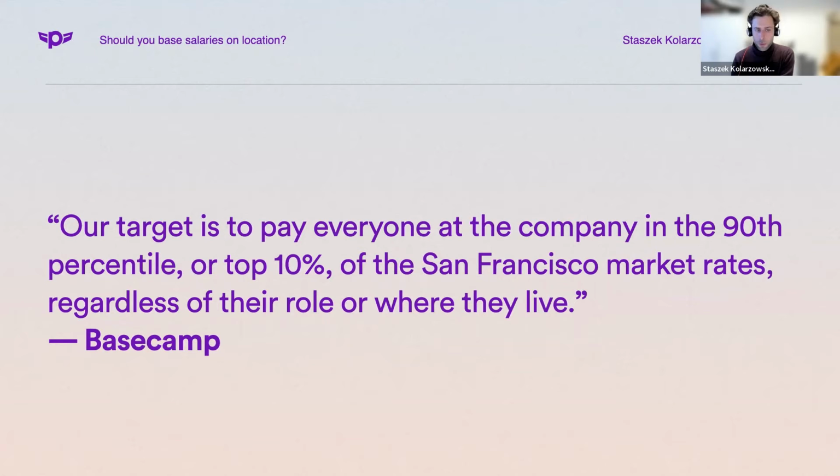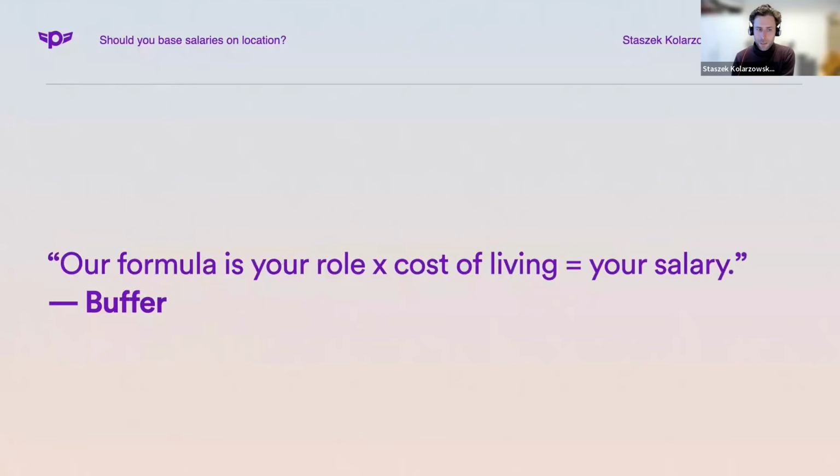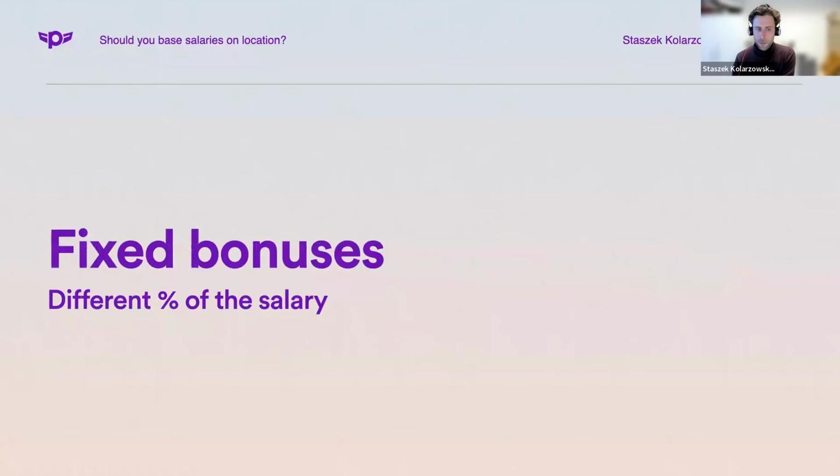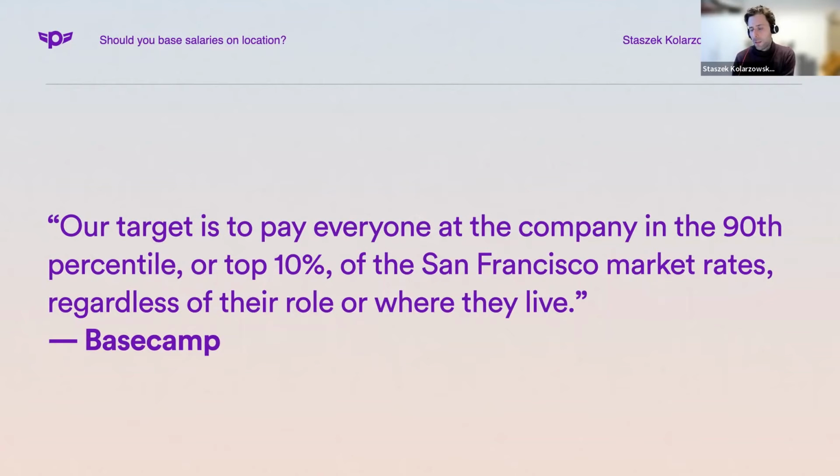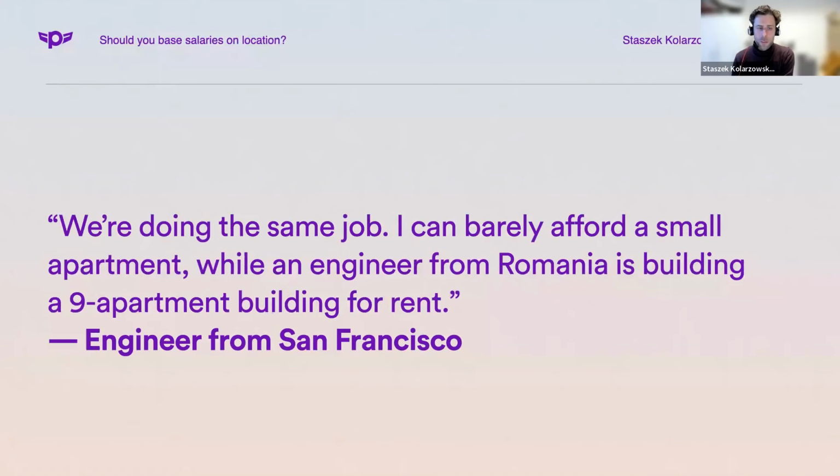And I think many people understand the unfairness with this model, right? But what's the unfairness with the Basecamp model? The unfairness can come from your team living in different cost of living cities. And this is a real case.